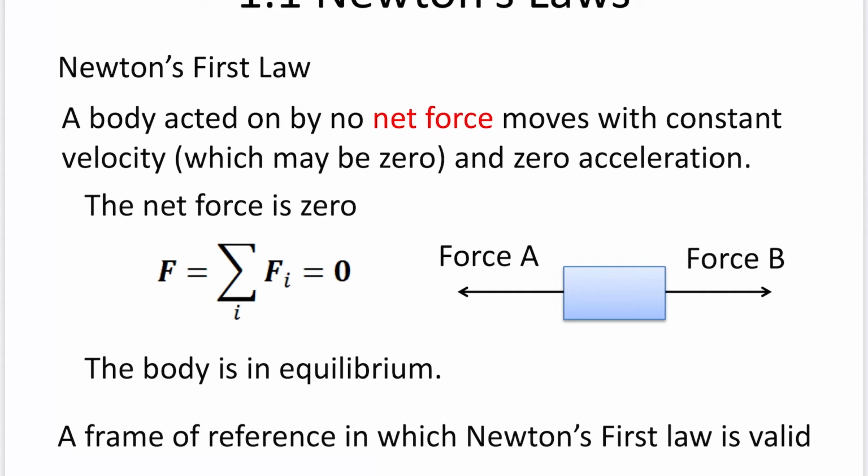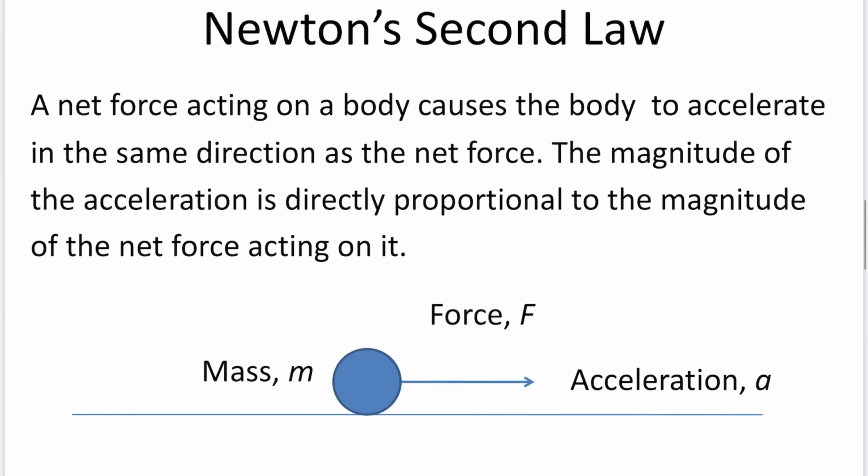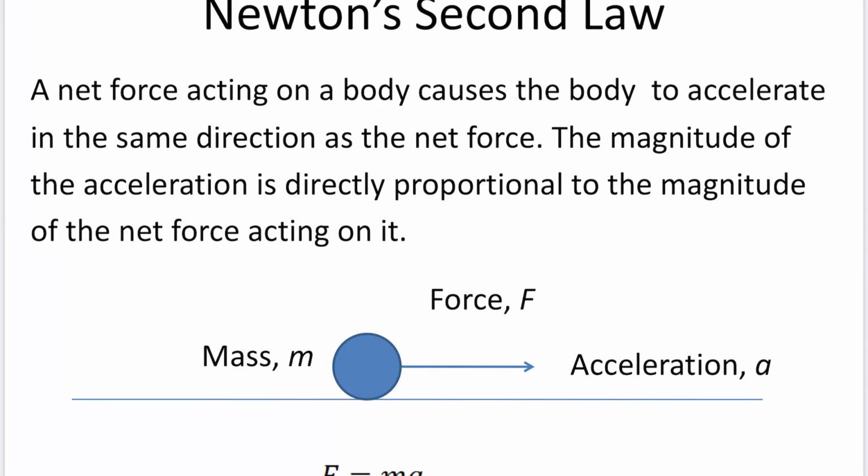The frame of reference in which Newton's first law is valid is an inertial frame of reference. So Newton's first law actually claims the existence of an inertial frame of reference: at least one inertial frame of reference exists in the universe. Okay, next we are going to study Newton's second law.